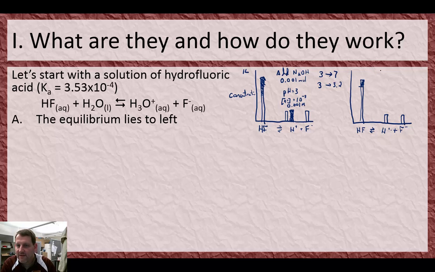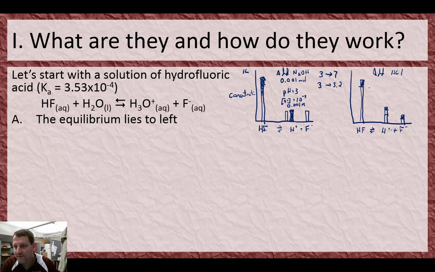Now what if instead of adding NaOH, we add HCl? So now we're adding in a bunch of H+ ions, so suddenly this jumps up. So we get a lot more H+ in here. And of course, what happens when you add products to an equilibrium, the equilibrium shifts to the left, making more reactants. So these are going to shift this way and create more HF. So we're going to lose a little F-. And for every F- we lose, we're going to lose an H+.